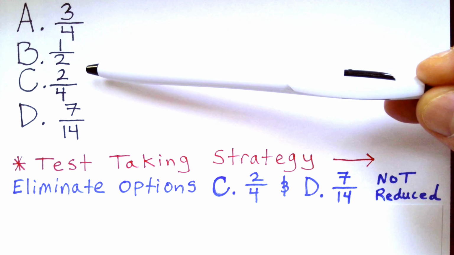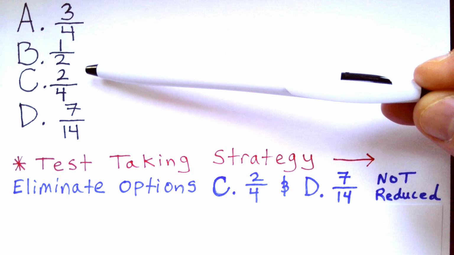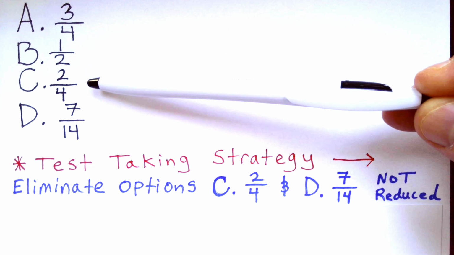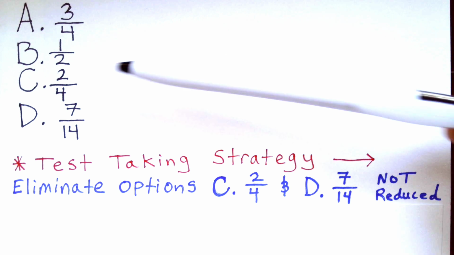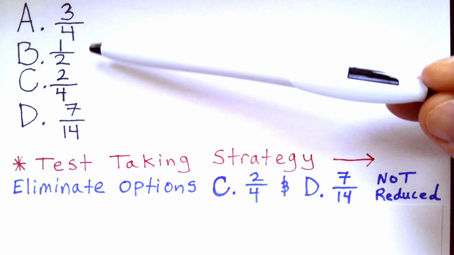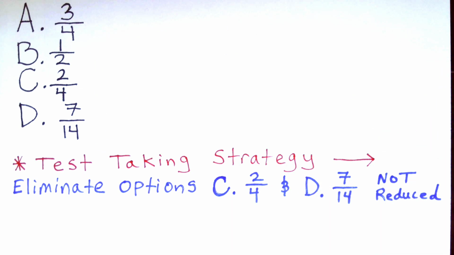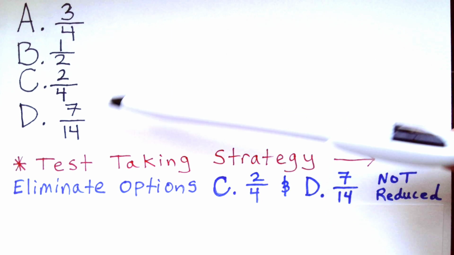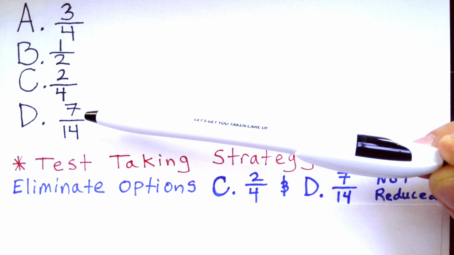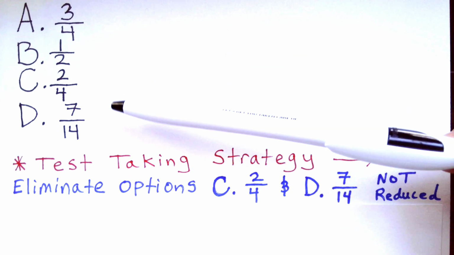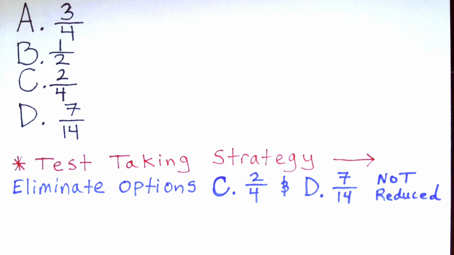So option C, 2/4, even number on top, even number on bottom. I can reduce that fraction, right? And the reduced fraction is already an option A, B, C, or D. Option D, 7/14, not reduced, right? If I reduce the fraction 7/14, it's also another option.